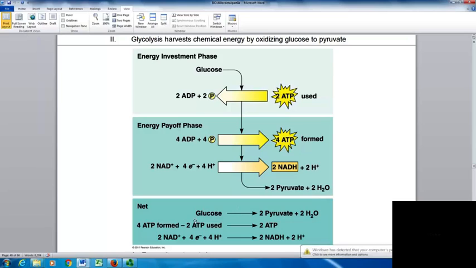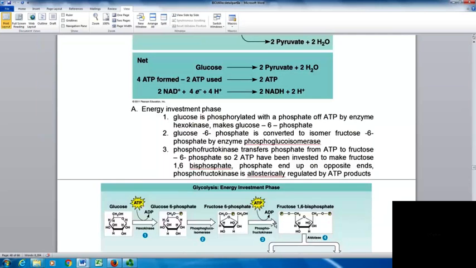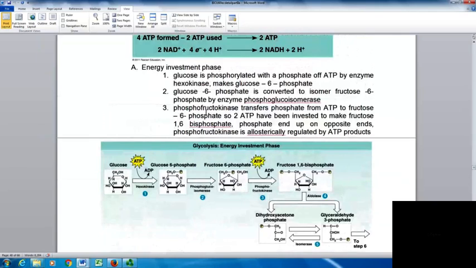When we look at the net reaction here, the glucose becomes 2 pyruvate and 2 waters. You have 4 ATP formed. You had 2 in your initial investment during the energy investment phase, so that's going to leave us with a net gain of 2 ATP. With the NAD+, you're going to have 2 of those pick up 4 electrons to make 2 NADHs plus 2 hydrogen ions.